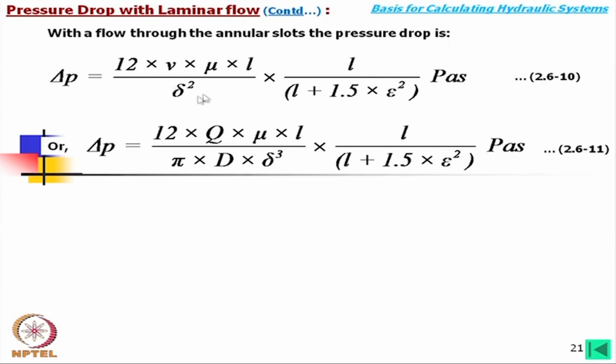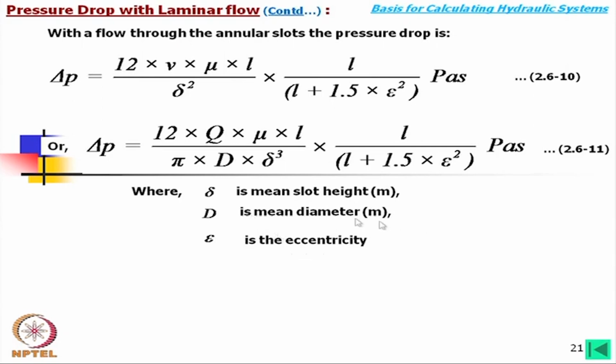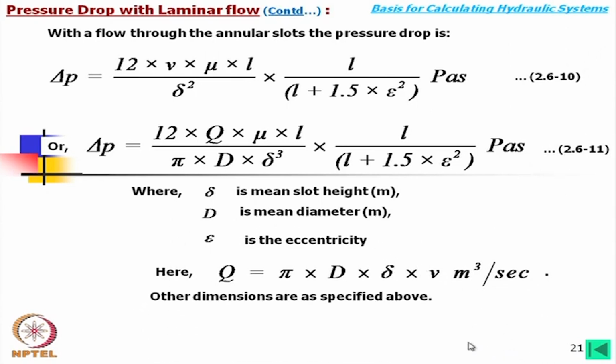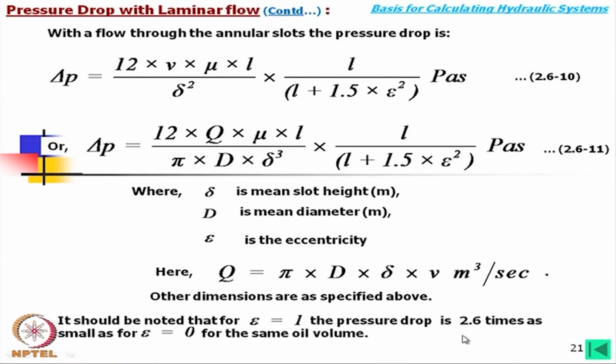Again, d is the mean diameter, and delta is the slot height. You just consider two circles, and delta is the radial height of the slot, d is the mean diameter, and epsilon is the eccentricity. So, Q is given by this one, with the other specifications that we considered earlier. It should be noted that at an eccentricity of 1, the pressure drop is 2.6 times that at eccentricity 0.